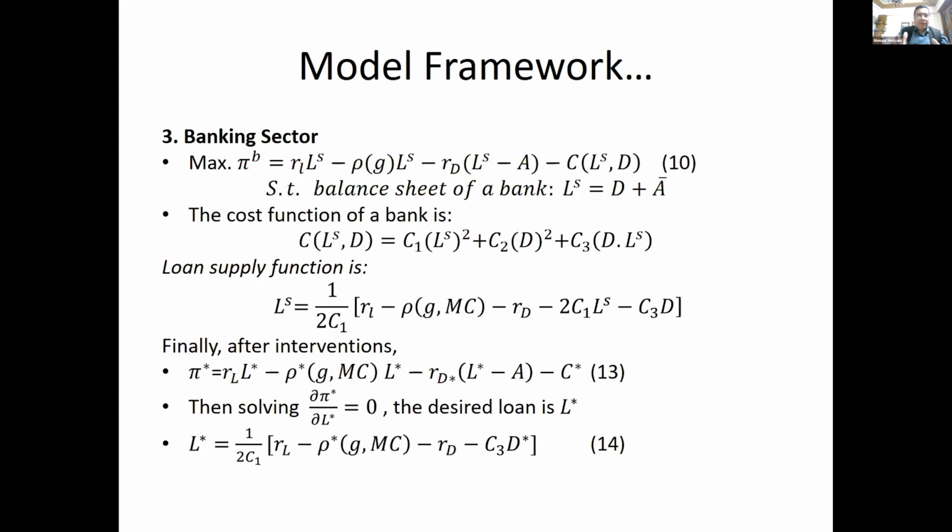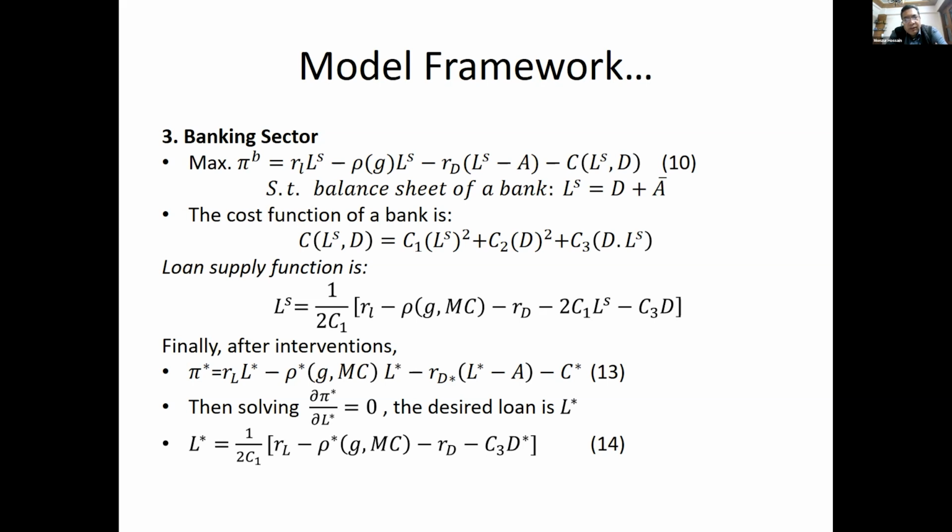So the banking sector's profitability function is here as we defined. First is the interest rate. Rho is a function of G. We call G a kind of information, because information is important for banks to get the default risk lower. Then the deposit rate and the cost function of banks, which depends on loans and deposits. So finally, the loan supply function is LS equals 1/2 C1, where C1 is the cost of bank lending. Loan supply is also dependent on the real interest rate.